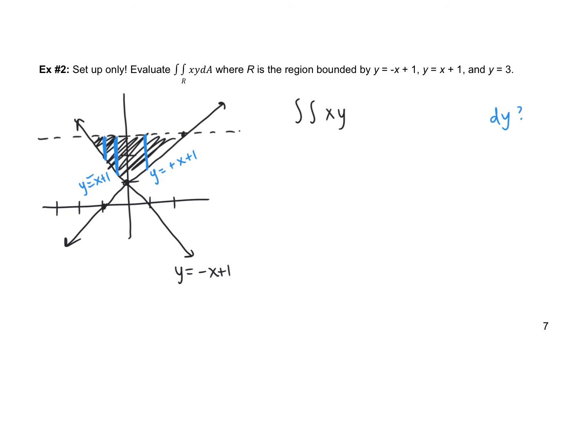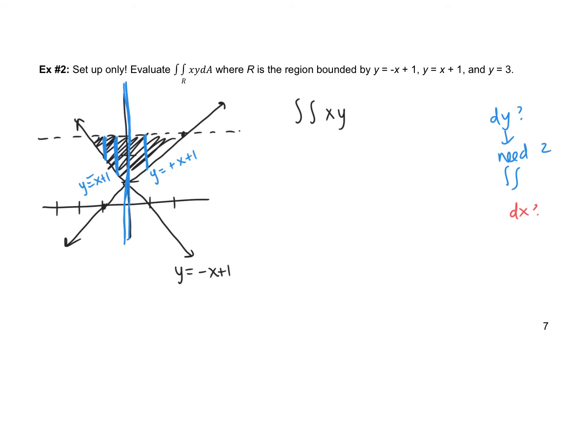So that lower bound is changing, which tells us that when we get to this point, we would need to split our region up. And so we would actually need 2 double integrals. Now, that's not ideal. If we have to do that, we have to, but let's try to do the x direction instead.